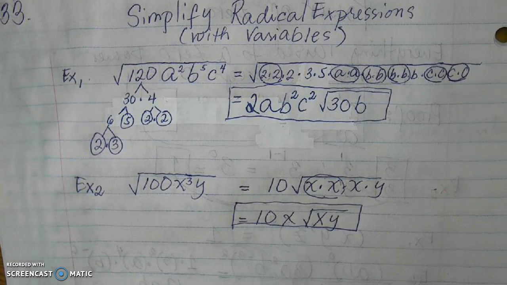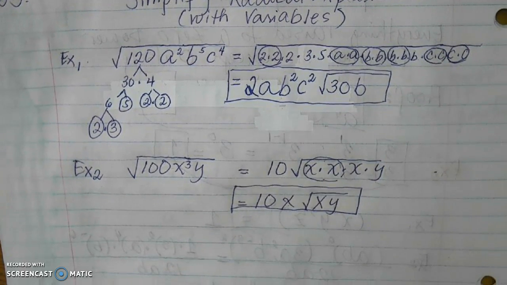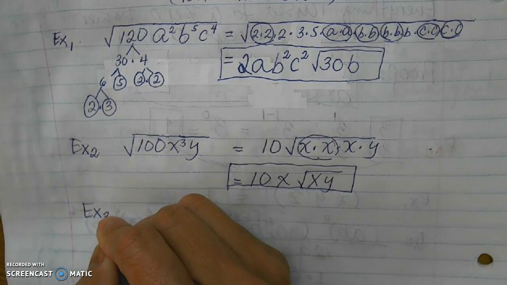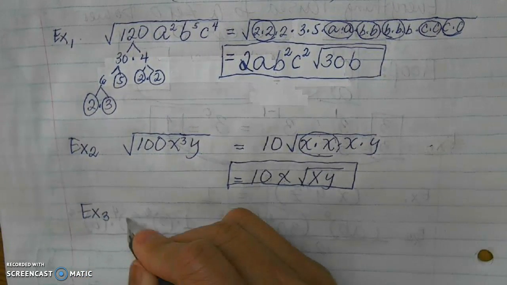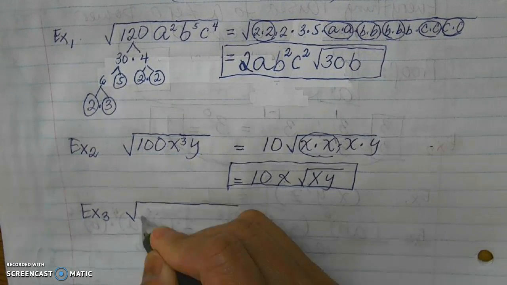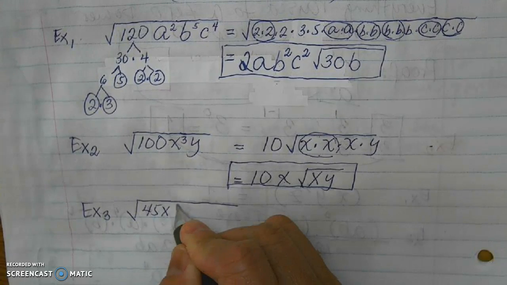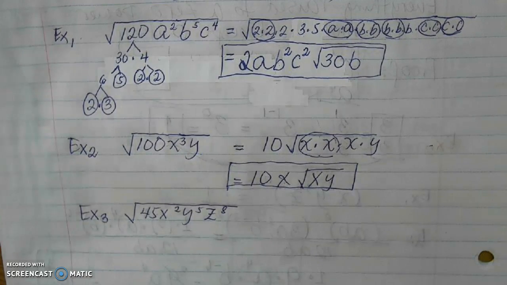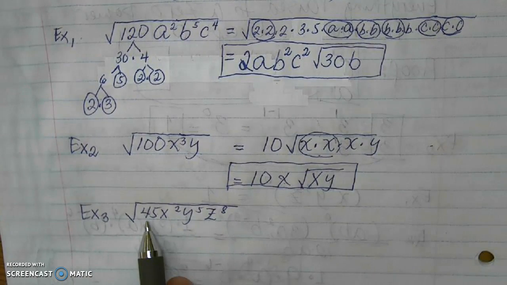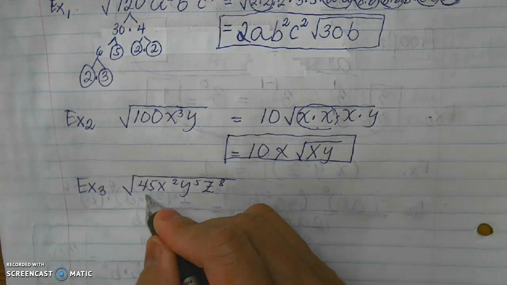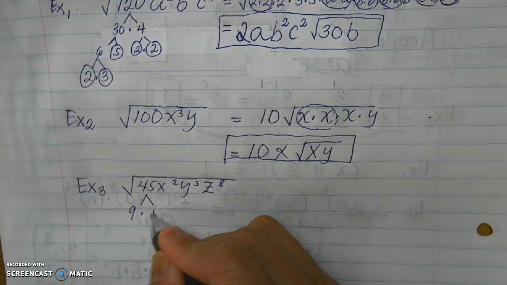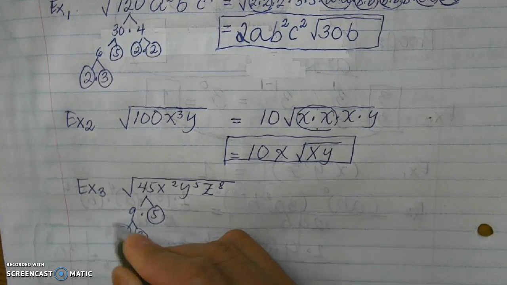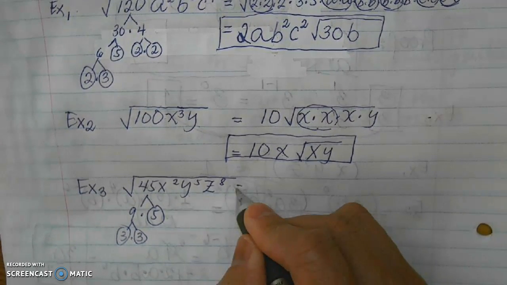Let us have another one. Example number 3. I would like to use the square root of 45 x squared y to the fifth z to the 8th. Alright, let's do the prime factors of 45. It's 9 times 5. And that's prime. This is 3 times 3. That's prime. And so now let's expand on the side.